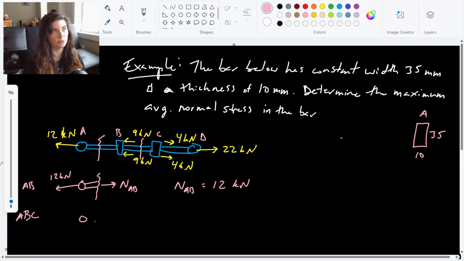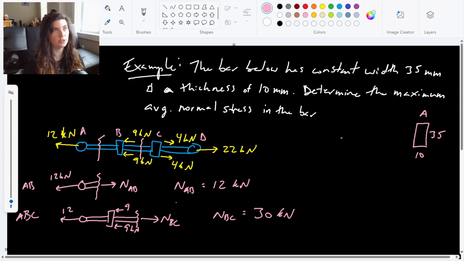I'm going to keep everything that was before it, where I have this load, and then I have the cut here at BC. So I have the 9 kilonewtons and the 9 kilonewtons, and then the 12 kilonewtons. So the normal force between B and C, if I set up an equilibrium equation, I see that it's going to equal 12 plus 9 kilonewtons. So that's 12 plus 18 is 30. My normal force here in section BC is 30 kilonewtons.